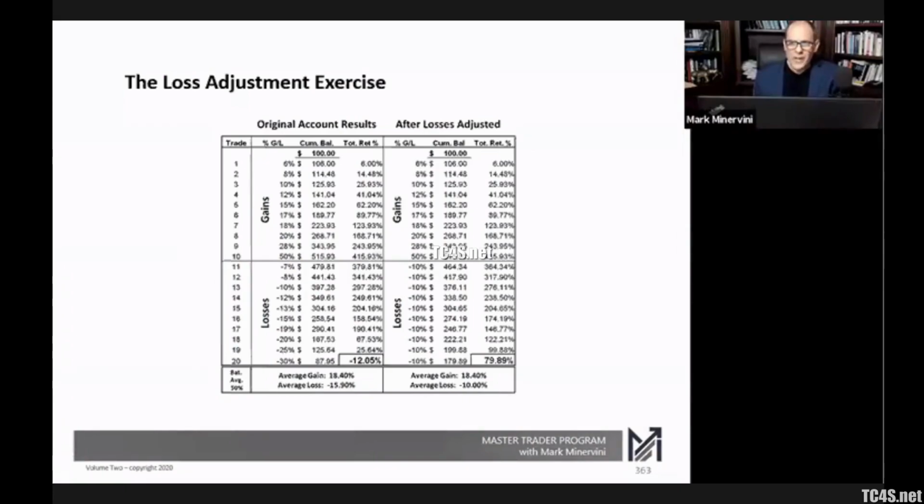So what I decided to do was I said, let me see mathematically if loss cutting really makes much of a difference. And I said, let me just pick an arbitrary number, 10%, and go back and look at all my trades and see if I had cut my loss at 10%, would it have changed my performance by very much?